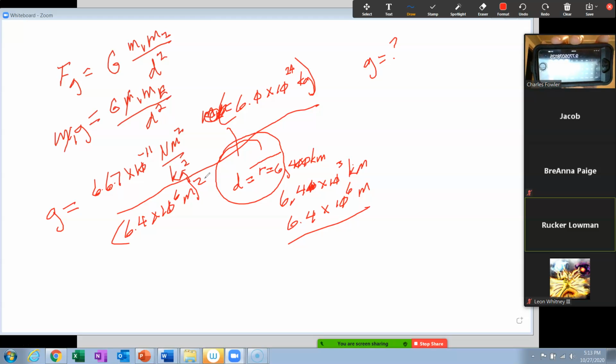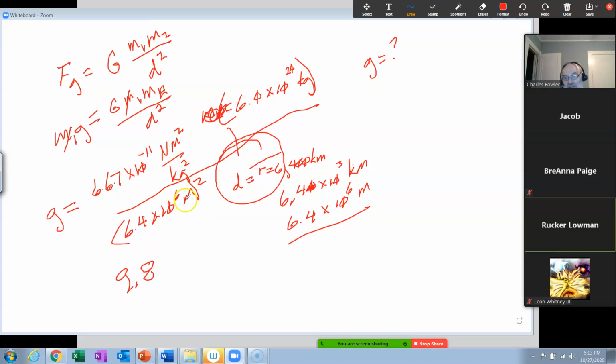9.8. When you round it to 2 digits, 9.8 meters per second squared. Oh, we didn't get the units. Let's see what the units are. Where in the world is my pen? There it is. Okay, so the G, the numerical value, is 9.8, and let's see what the units are.